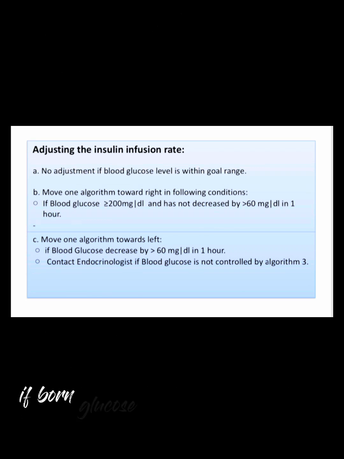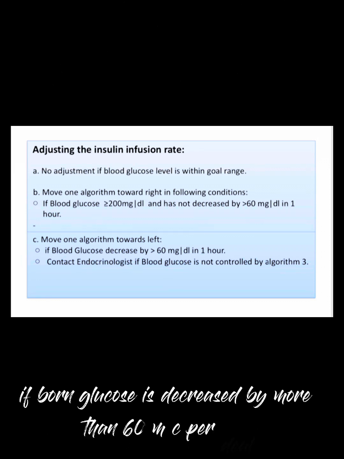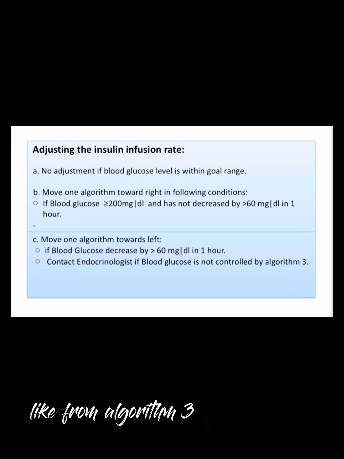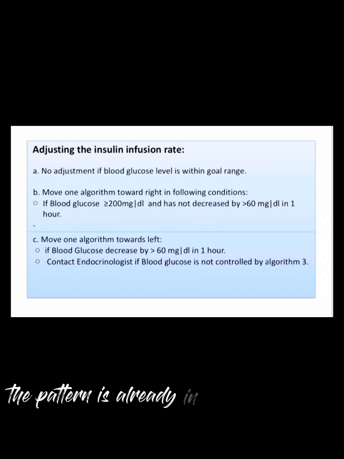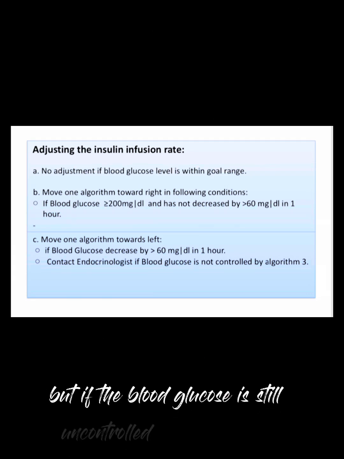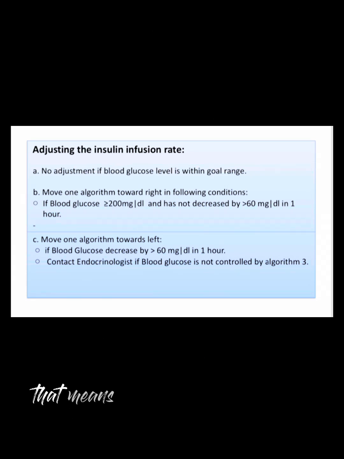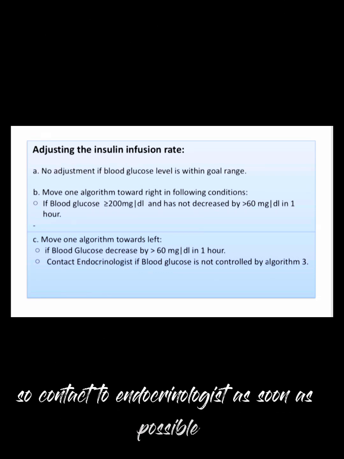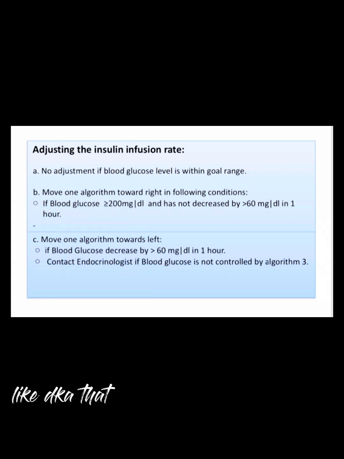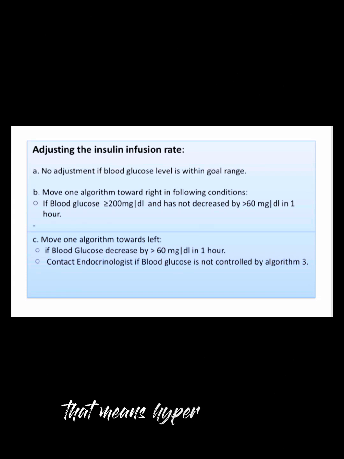However, if blood glucose has decreased by more than 60 mg per dL, then move one algorithm towards the left, like from algorithm 3 to algorithm 2. If the patient is already in algorithm 2, then move towards algorithm 1. But if the blood glucose is still uncontrolled by algorithm 3, that means something might be wrong. So contact the endocrinologist as soon as possible to prevent life-threatening conditions like DKA, that means diabetic ketoacidosis, or HHNS, that means hyperglycemic hyperosmolar non-ketotic syndrome.